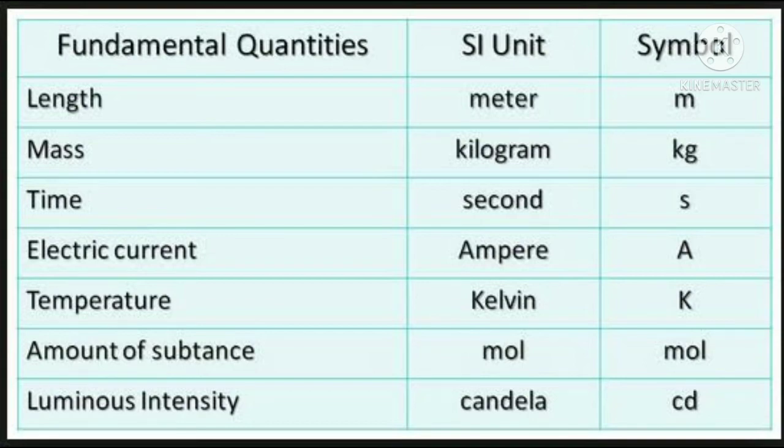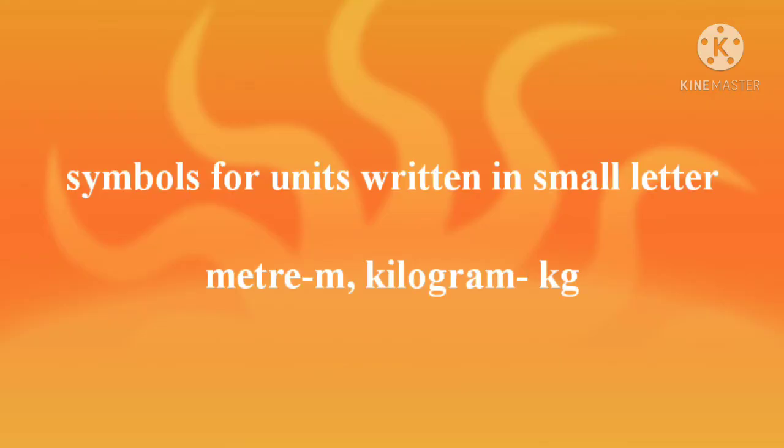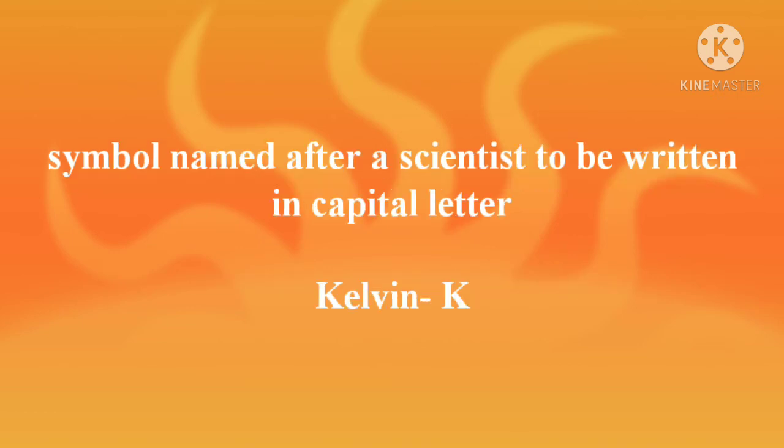Now there are some conventions in writing the units and their symbols. What are they? Let's see the rules. First rule: symbols for units are written in small letters. Here meter is written as small m, kilogram as kg, and second as small s. Next, symbols named after a scientist are written in capital letters, like Kelvin. He was a scientist, so his symbol is written as K, capital K. Like degree Celsius, Celsius was also a scientist, so degree Celsius is written with a capital.